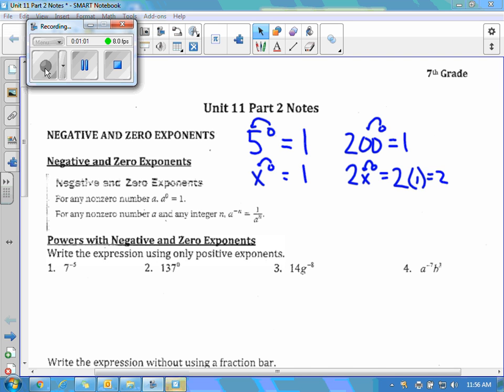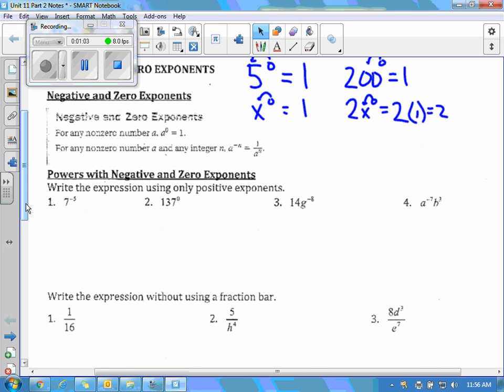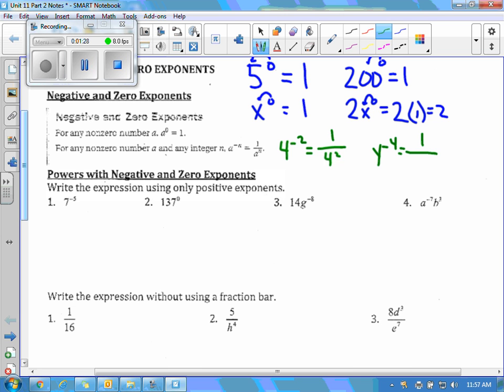That's pretty straightforward. The negative exponents are a little bit more difficult. Say I had 4 to the negative second, and I want to write that with positive exponents only. I would rewrite that as 1 over 4 to the positive second. So I have it to the negative, I rewrite it with a positive exponent. Same thing with the variable. Say I have y to the negative 4th, I can rewrite that as 1 over y to the positive 4th.